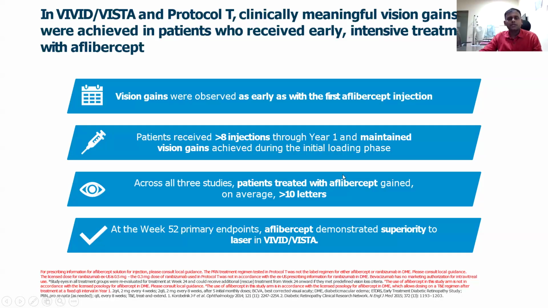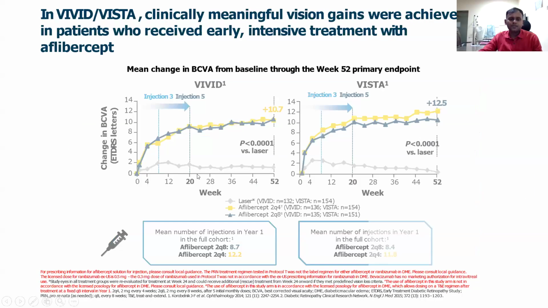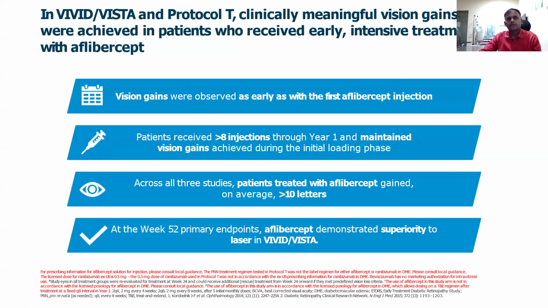Across all three, the patients treated with aflibercept gained an average of more than 10 letters. At the week 52 primary endpoint, aflibercept demonstrated superiority in VIVID and VISTA. The mean BCVA change from baseline to 52 weeks in the laser group was 0.9 to 0.7 letters, whereas in the VIVID and VISTA studies, the gain in the aflibercept arm was more than 10 letters.